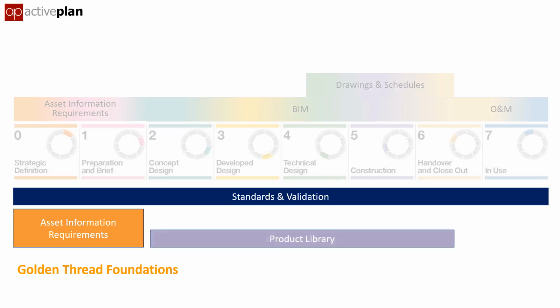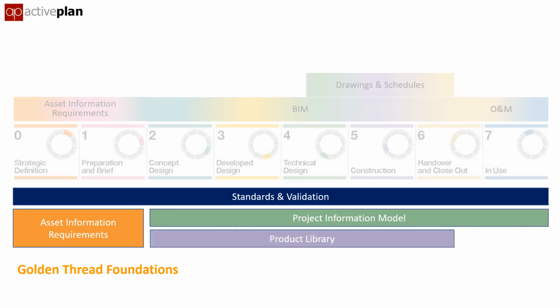A product library application can manage the product data used on this project and is used to create the project information model, which is progressively updated. The O&M is an output from the PIM and can be generated at any stage, and the PIM transforms into an asset information model for long-term management and updating.